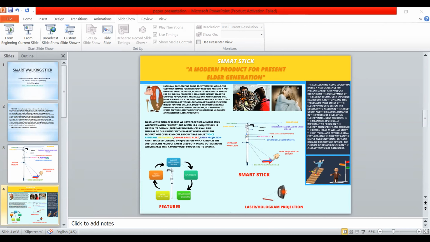So coming to the conclusion, sir, as I told before, the world is aging, sir. Since the world is aging, the demand for walking sticks will also improve, sir. So from a business perspective as well as an innovation perspective, I have chosen the walking stick, and that's it, sir. Thank you.